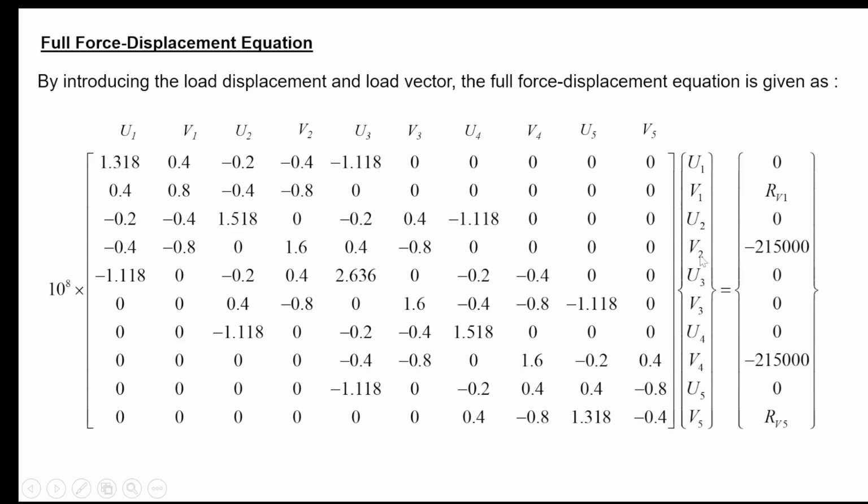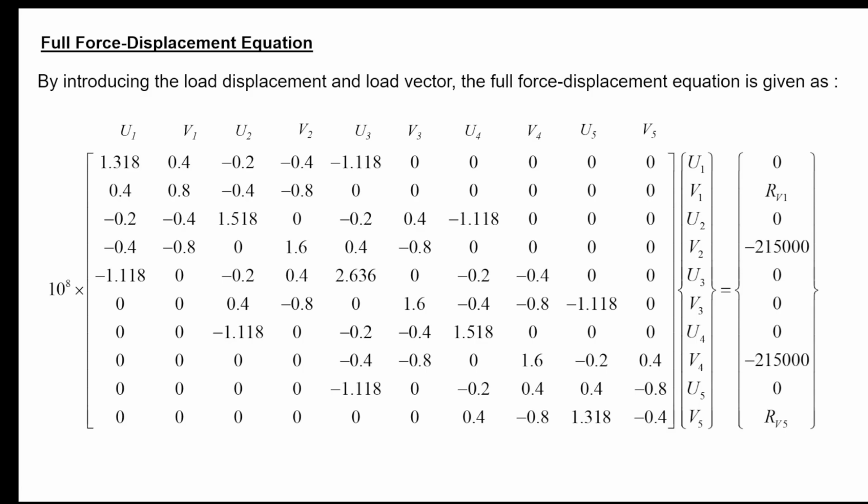But at node 2, remember there is a vertical downward force at node 2. That force of 215 kilonewton. Why we add minus is because it is coming down. If it was pointing up, it would be positive. Our sign convention is that downward forces are negative. So that is why we add this minus. Why is this not 215 but 215000? We have changed it from kilonewton to newton.